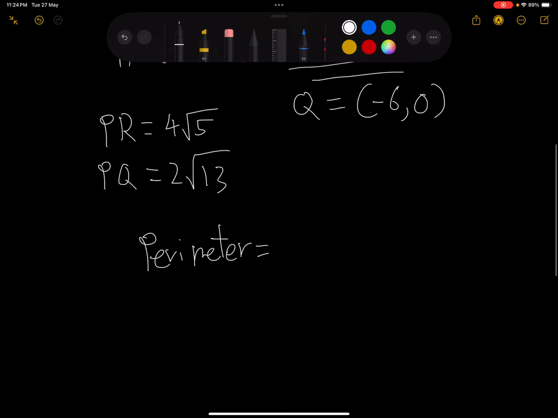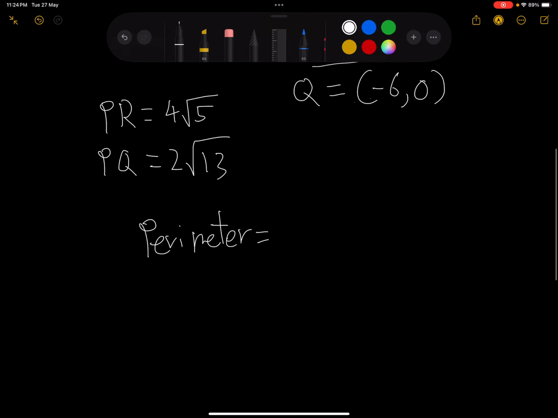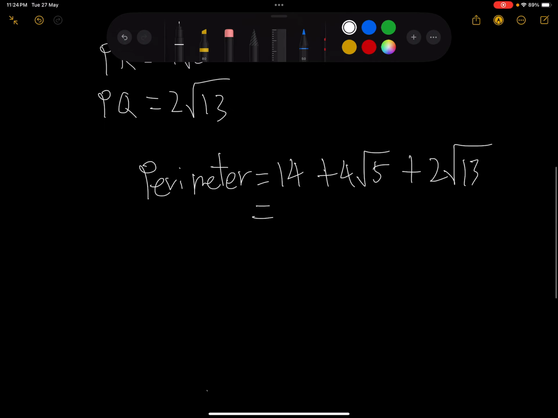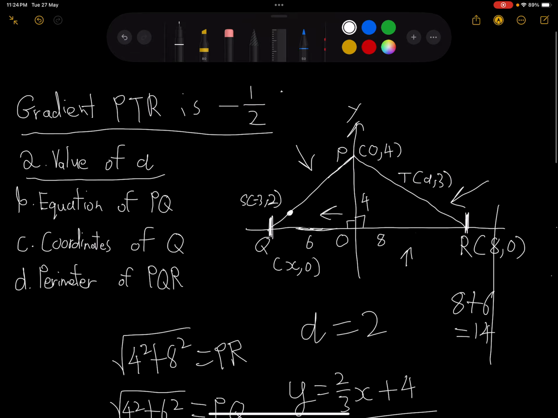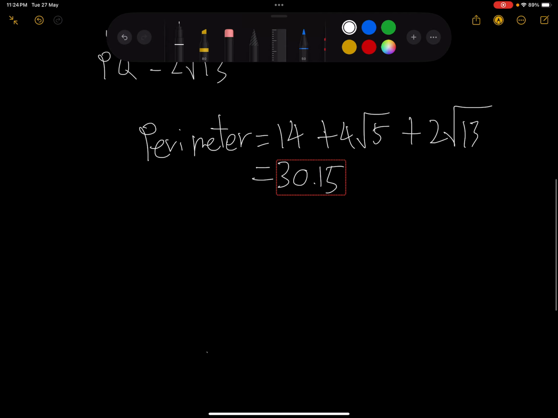So now that we know the length of these two lines, we can get the perimeter of the triangle. We know that the bottom line is 14. We add 4 times square root of 5, and then you just plug it all into your calculator. Do make sure that you're plugging in the exact same way as I've written it out. And you'll get 30.15 as your final answer.